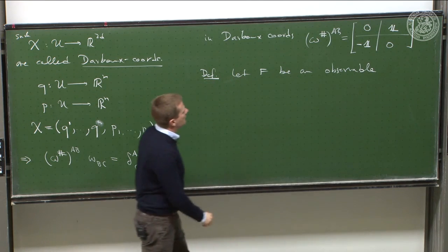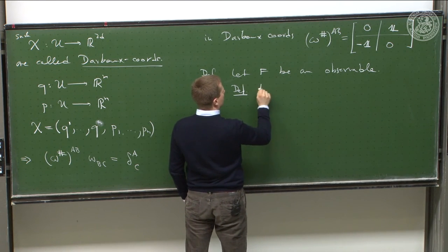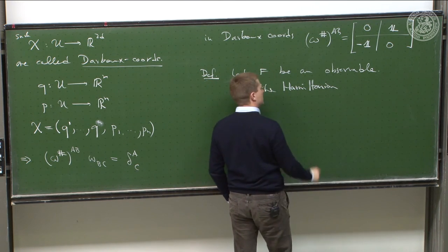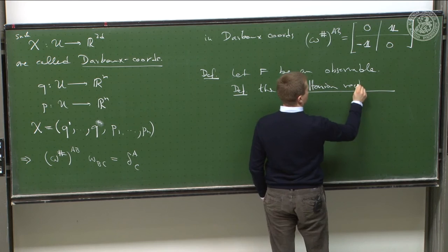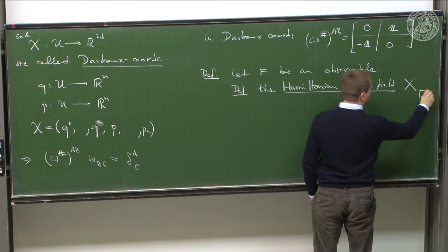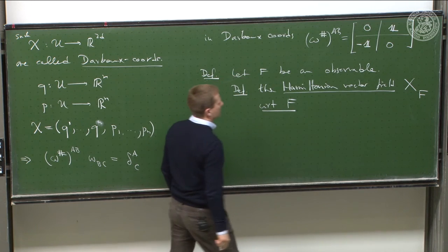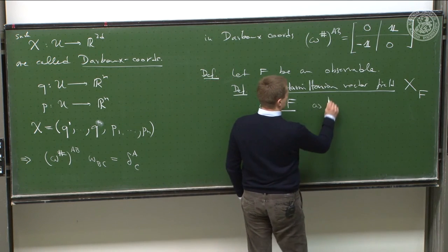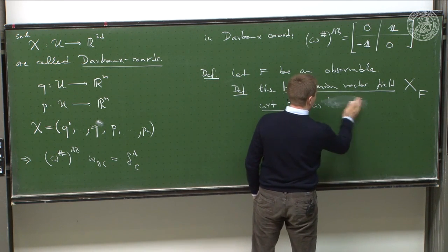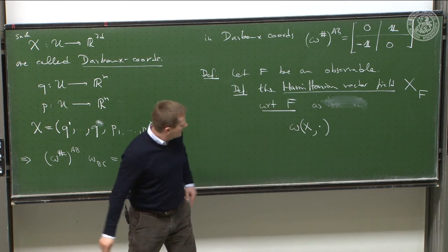So a smooth function on the symplectic manifold. Then we define the Hamiltonian vector field. Again, it has nothing to do with the Hamiltonian. The Hamiltonian vector field, let's give it a name, capital X sub F, with respect to the observable F, that's the full name, as the vector field X_F such that omega(X_F, open slot) is a vector field.